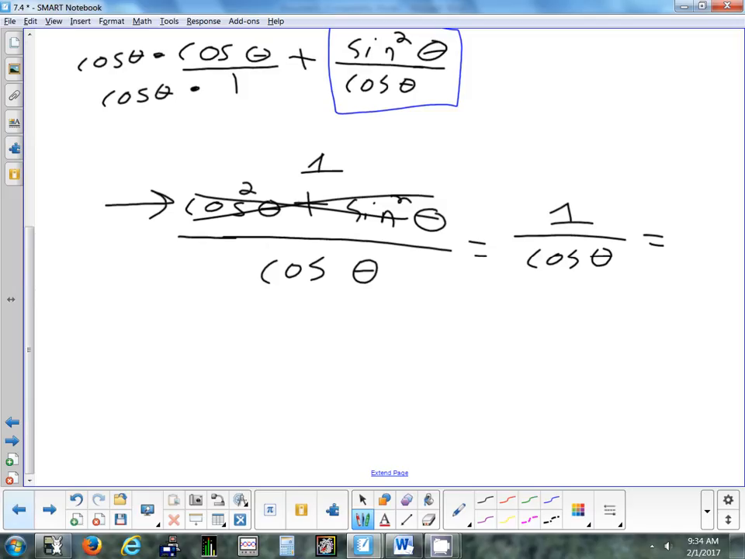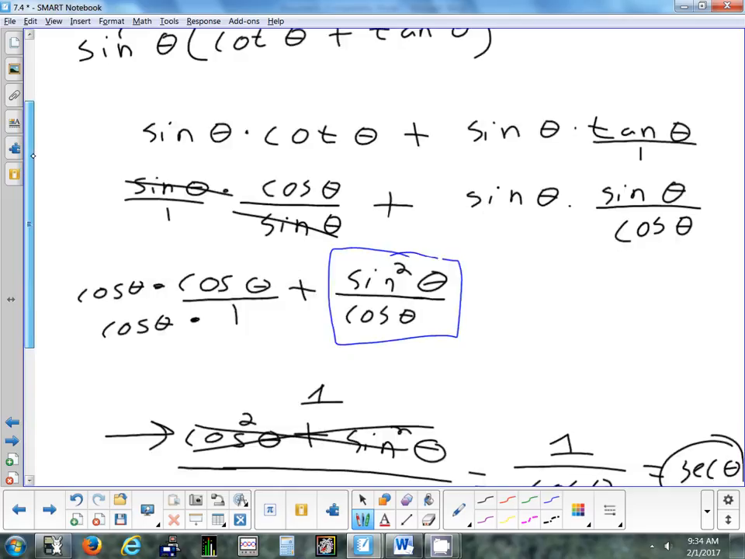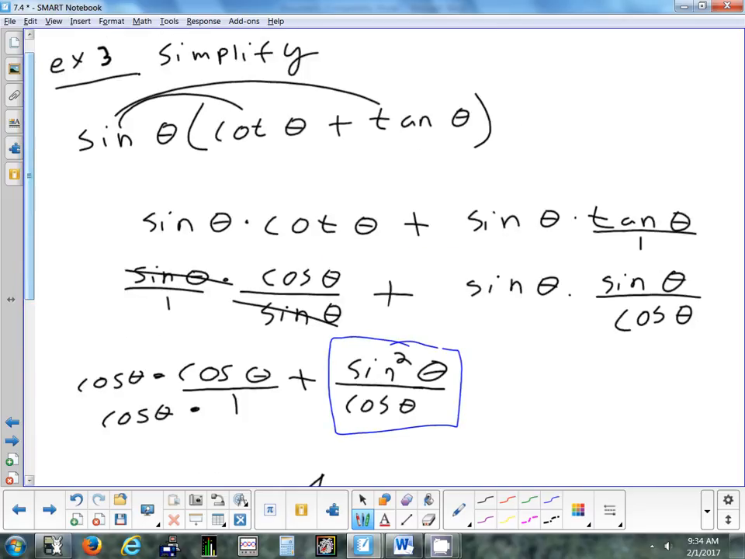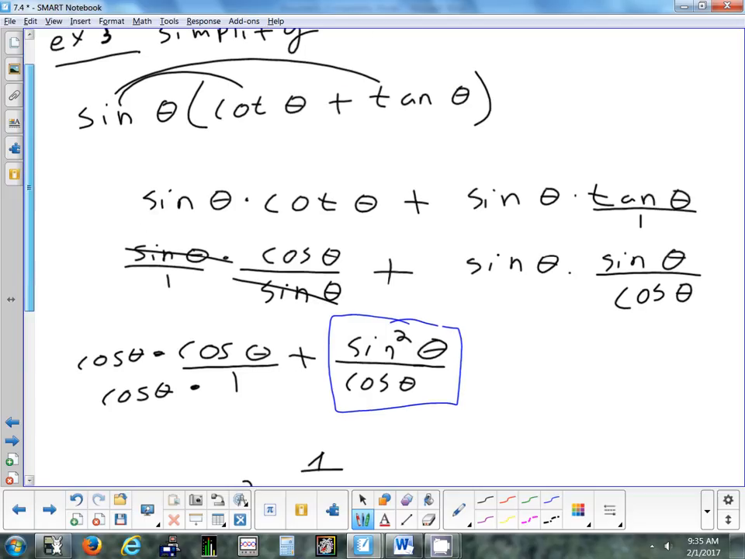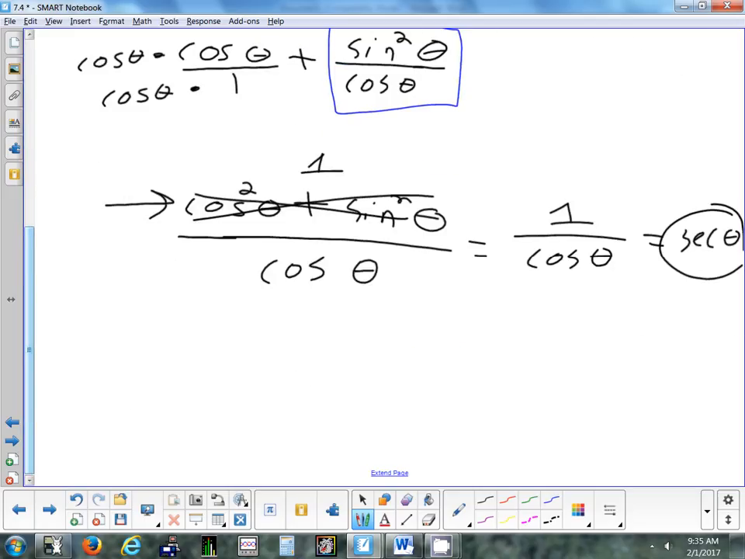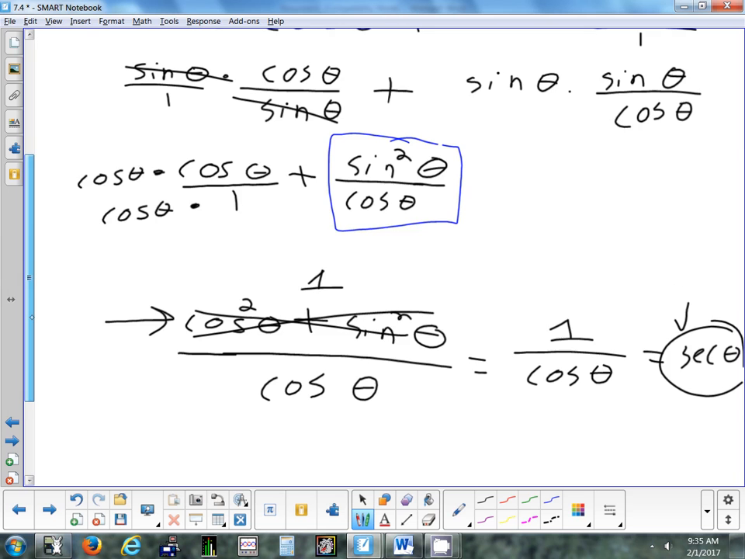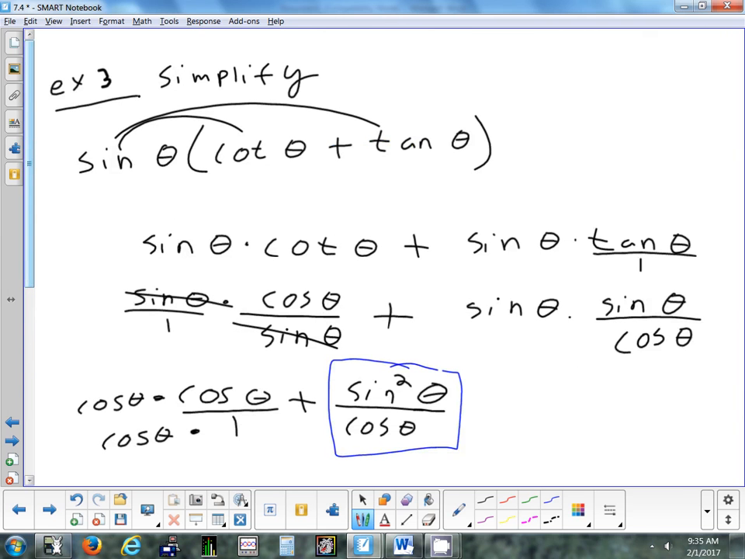And now we're just left with 1 over cosine. And what's 1 over cosine? Secant. So we took something that originally had 3 different trig functions in it with a distributive property and a plus sign, and we simplified that whole thing to just one word, secant. So now if we had to do any more steps, this is very easy to work with. Much, much easier than trying to work with this.